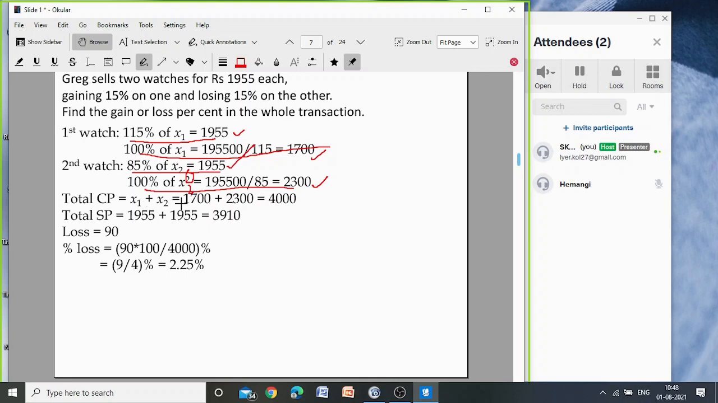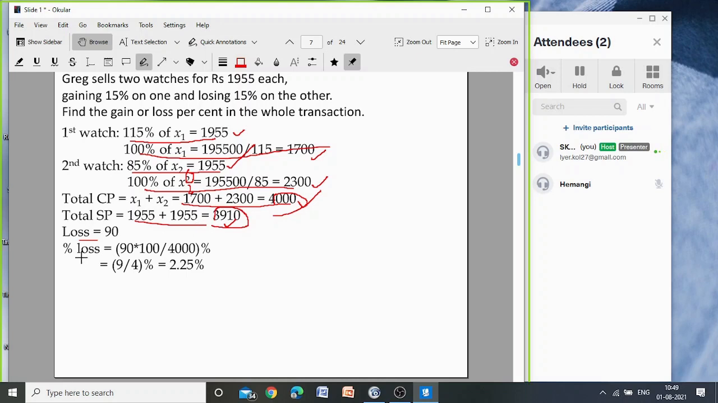Now add the two cost prices to get the total cost price. Selling price is the same for both, so get the total selling price. So you can get the loss by subtracting from this one. If you subtract, it is a loss, because the selling price is lower than the cost price.